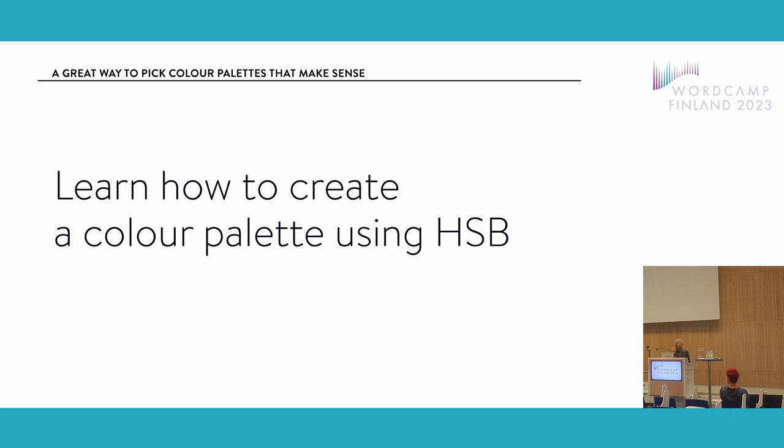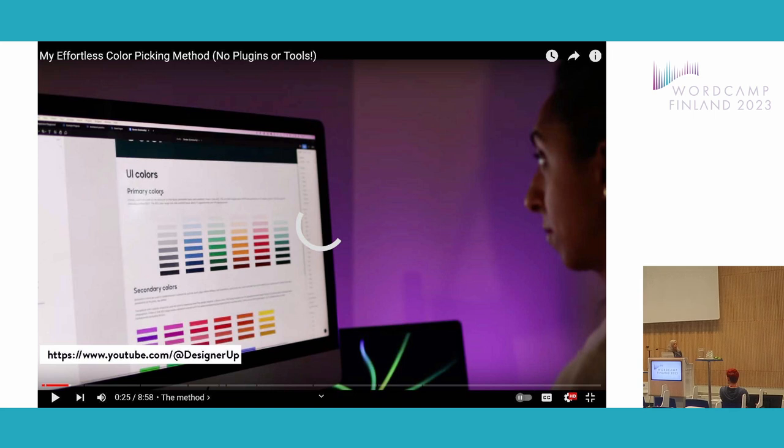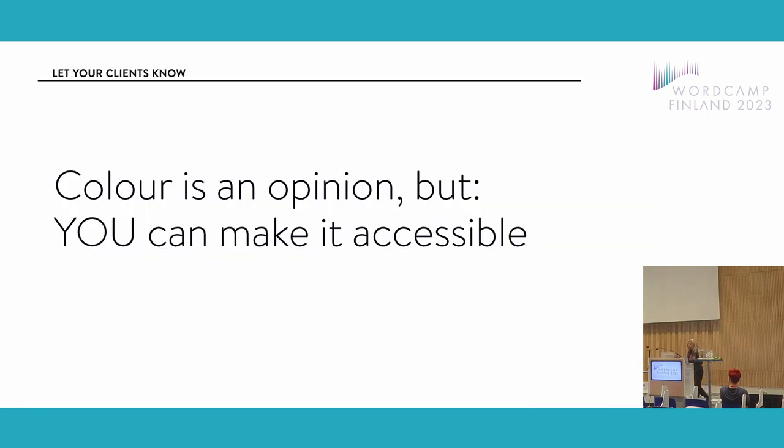And also in the meantime, I found this amazing woman called Elizabeth Ali. She's got a YouTube channel called Designer Up, and she has a color picking method that's completely based on HSB. She says that you can create very balanced palettes if you either change the hue and keep saturation and brightness the same, or keep the hue and change those other two values. So color is an opinion, but you can absolutely make it accessible.